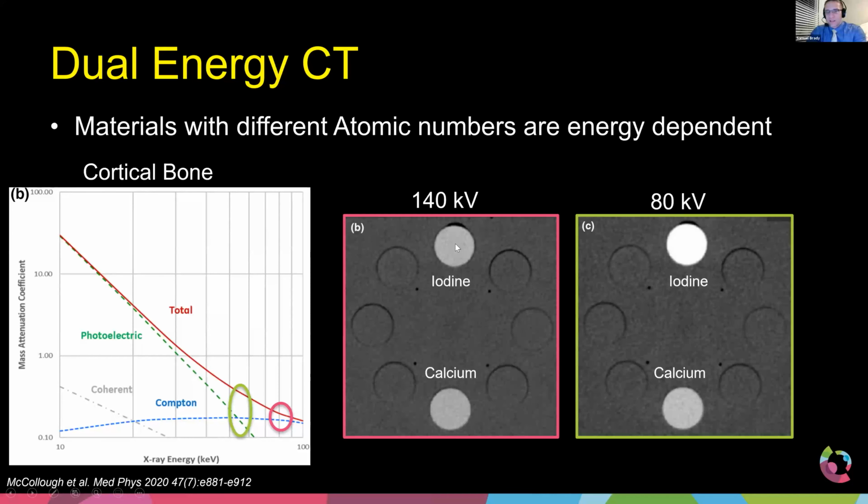But because of this iodine, you can see here how when the X-rays interact with iodine, it appeared differently at two different energies. Calcium is subtly different, but not as much. And this is the fundamental reason we can create an image with dual energy, is that each material will look slightly different at different energies.